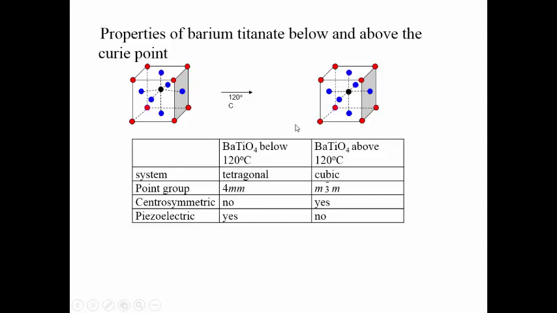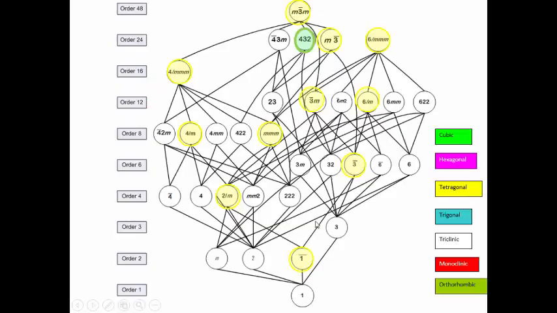As we pass through the Curie point, we go just like, say, ice goes to water. It changes its structure as it goes through the freezing point. The barium titanate changes its structure as it goes through its Curie point. So it goes from 4 mm to m3 bar m. It goes from centrosymmetric no to centrosymmetric yes. And so you have piezoelectric below 120 degrees and no piezoelectric above 120 degrees.